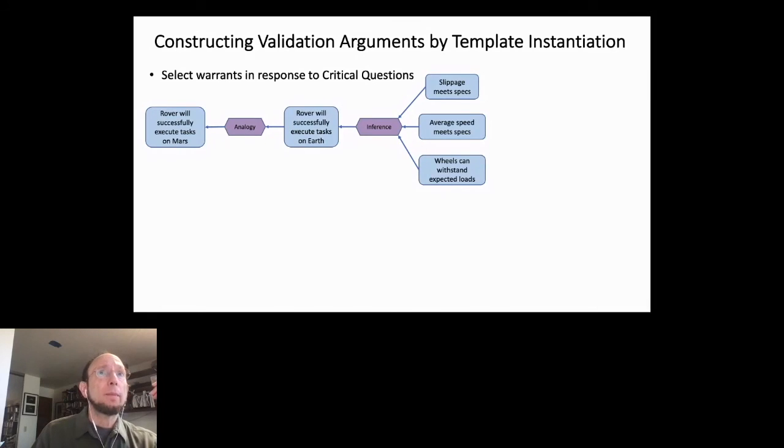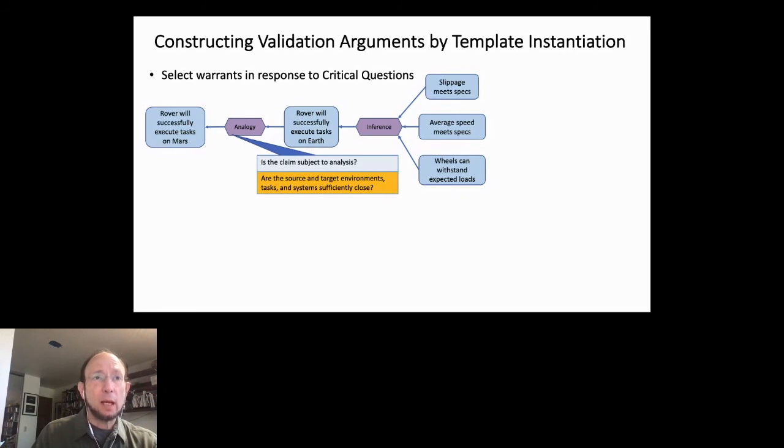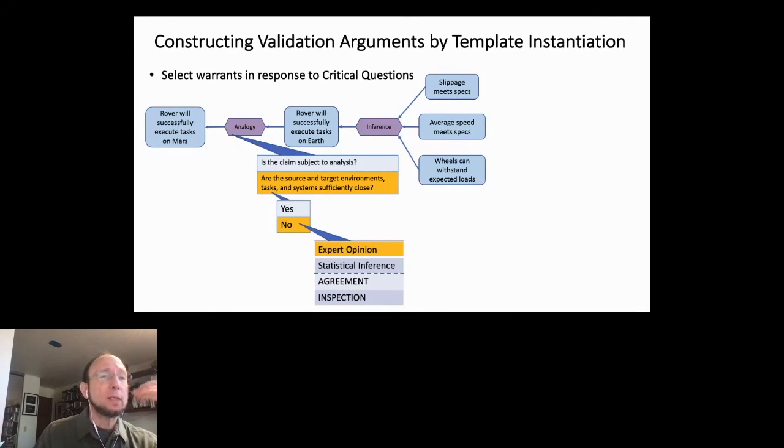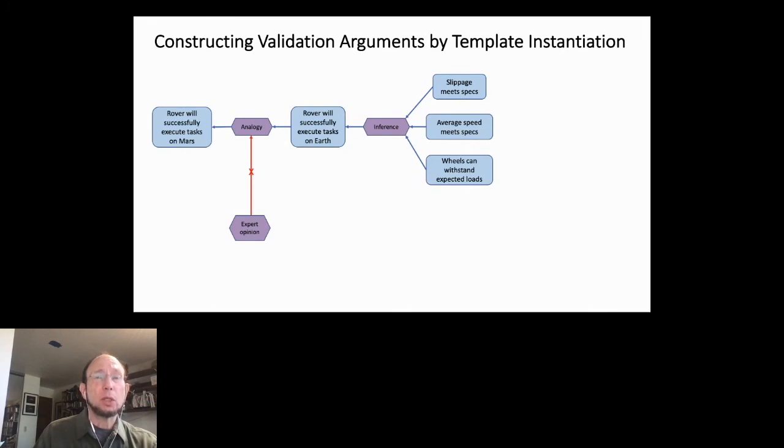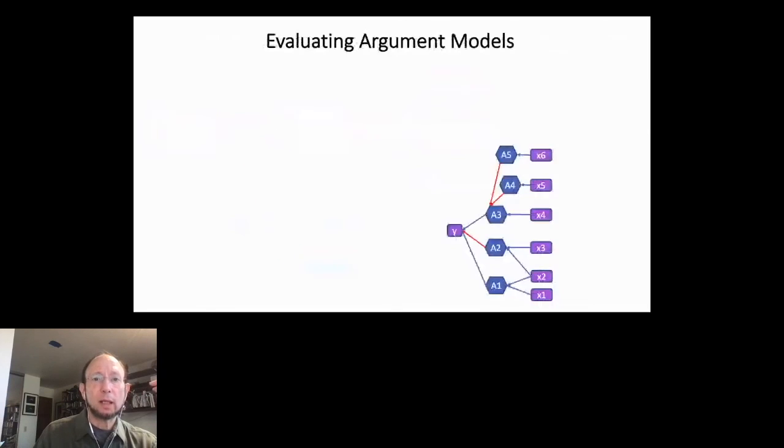Similarly, I can select warrants in response to critical questions. Here, is the claim subject to analysis? Is a property of agreement? It's a critical question of agreement. And for the subtype of analogy, are the source and target environment tasks and systems sufficiently close? That is a critical question. So we can prompt the user, and the system can, through experience, highlight particular options as the most relevant. Here comes expert opinion, and we choose it, we lay down expert opinion, and we continue to work through the elements of expert opinion. So here is a template instantiation method for assisting you in the construction of validation arguments.